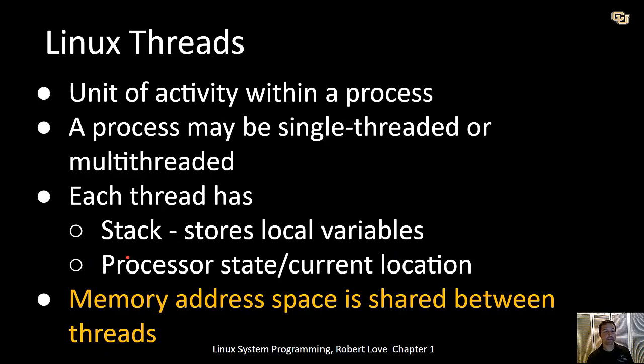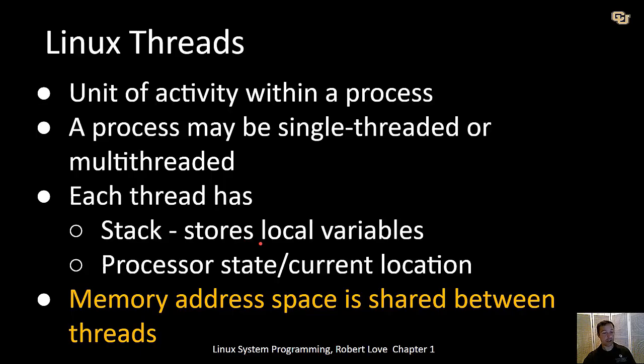So a process is made of one or more threads, and a thread is a unit of activity within a process. By default, if you just compile a Hello World application, you have one process and one thread, and your application is referred to as single-threaded. If you specifically start other threads, as soon as you start the second thread, you'll be what's called a multi-threaded application. In a multi-threaded application, every thread is going to have its own stack, which will be storing local variables.